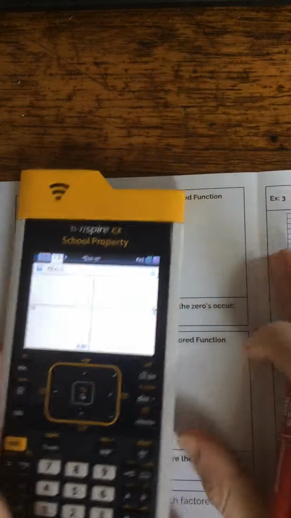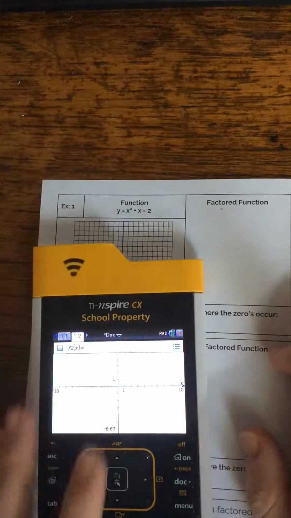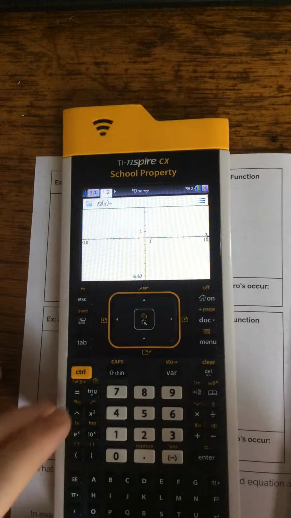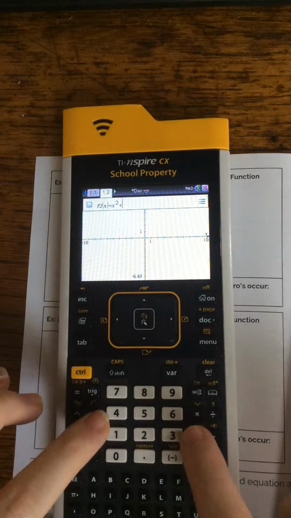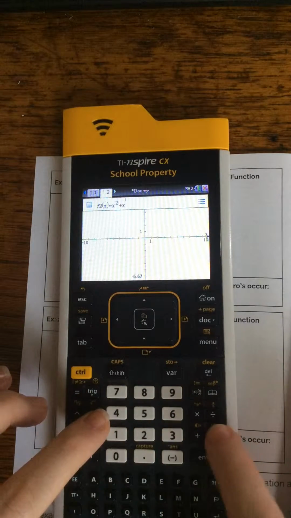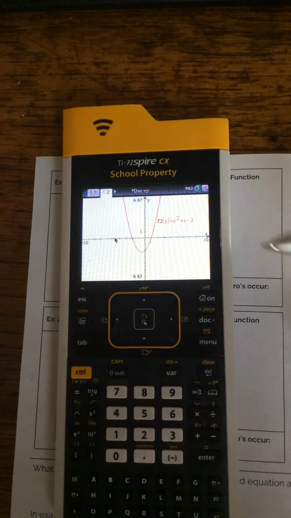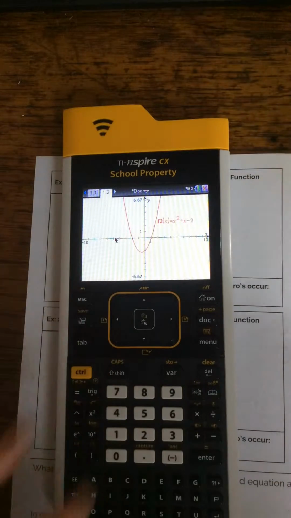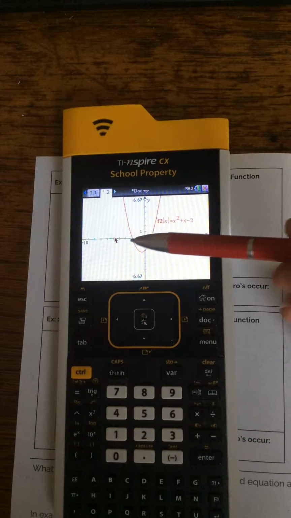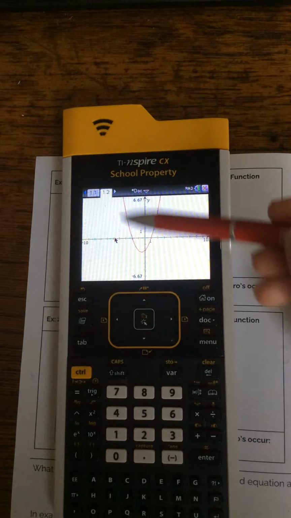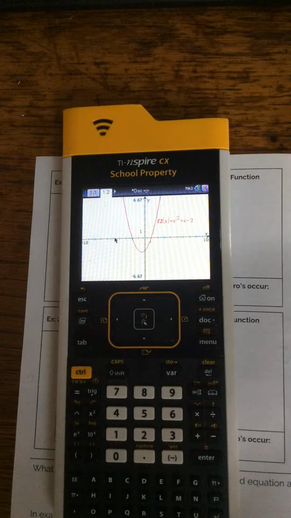Once you add a graph page, I'm going to plug in that x squared plus x minus 2. So I got an x squared plus an x minus 2. When I graph that, there's my parabola. Basically, what I want you guys to do on your graphs, I want you to plot the zeros, where it crosses the x-axis, and then you can sketch your parabola. Those are the two important things we need right now.